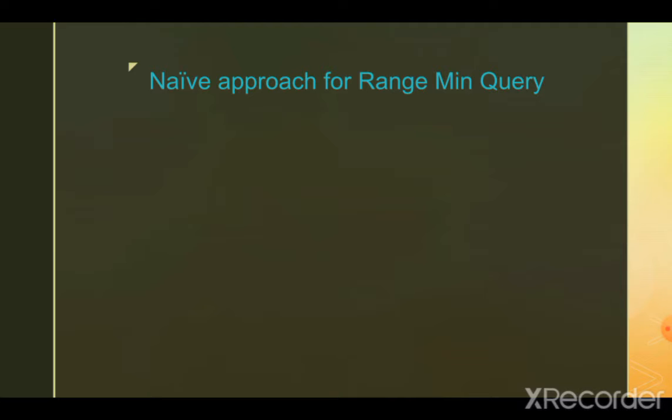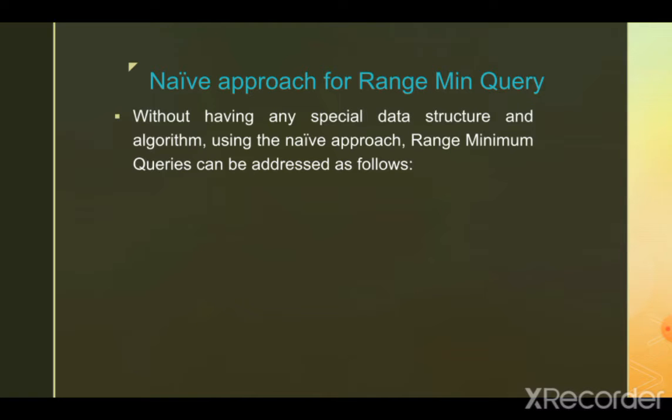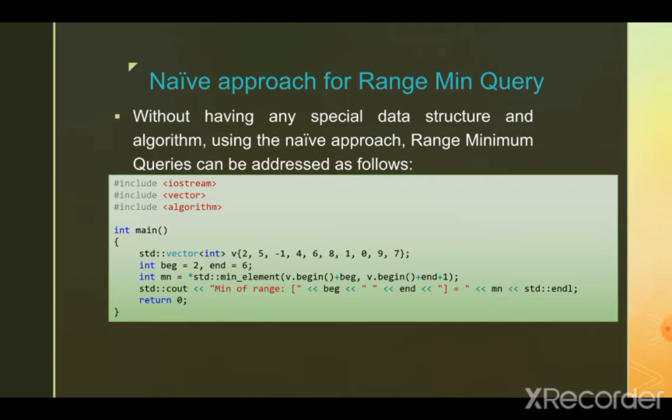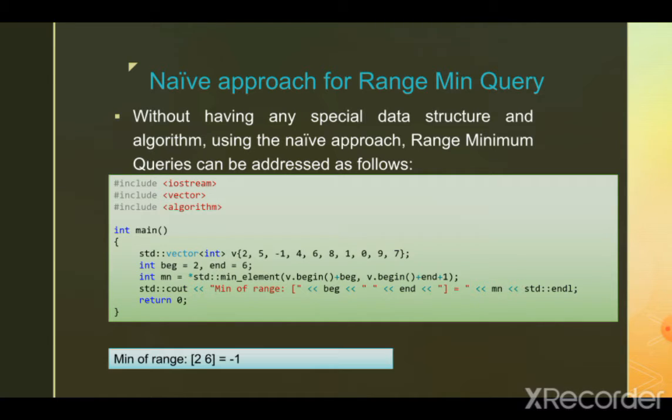Now the naive approach for range minimum query can be implemented as follows. This naive implementation doesn't need any special data structure or any special algorithm. So here is a C++ implementation. Here I used a vector of integers of size 10, and then I am calling the min_element C++ standard library algorithm function to determine the minimum value in the range 2 to 6. This produces this output: min of range 2 to 6 equals minus 1.